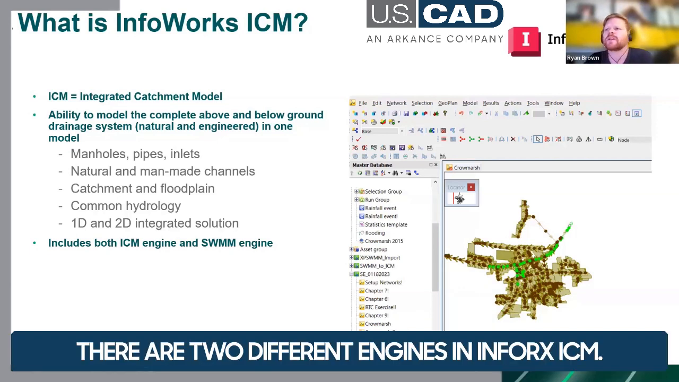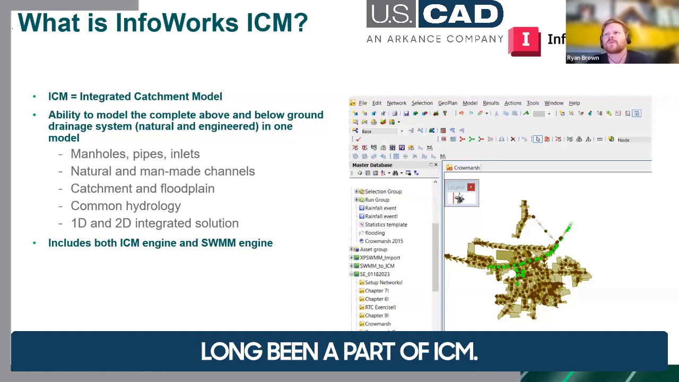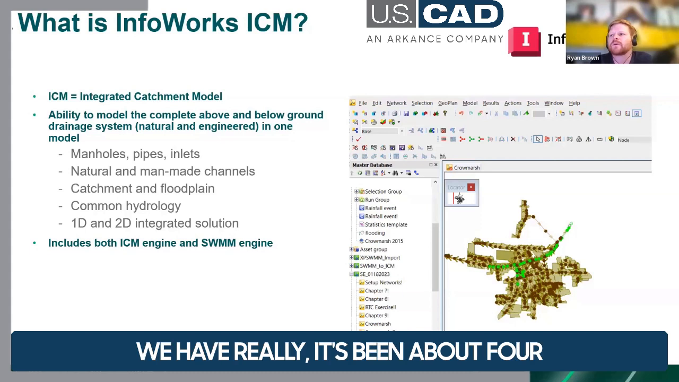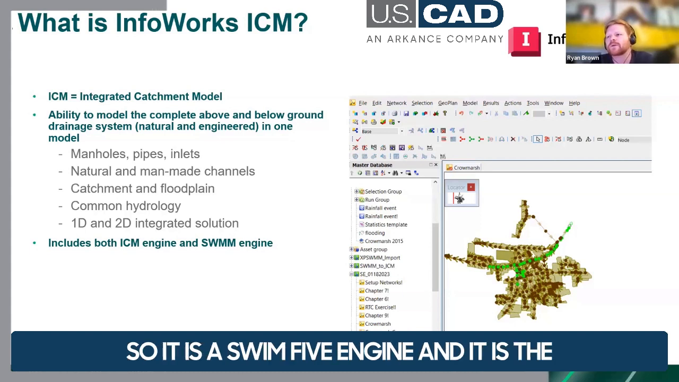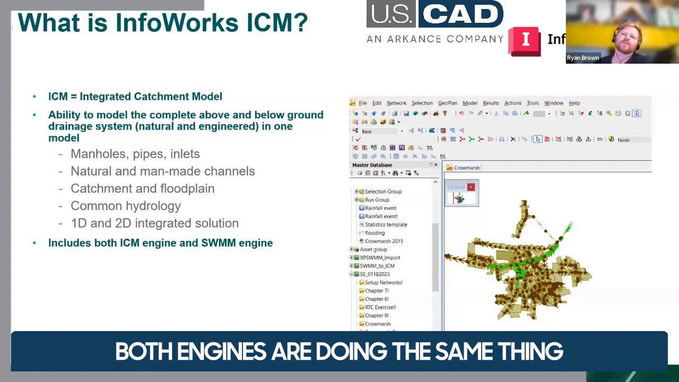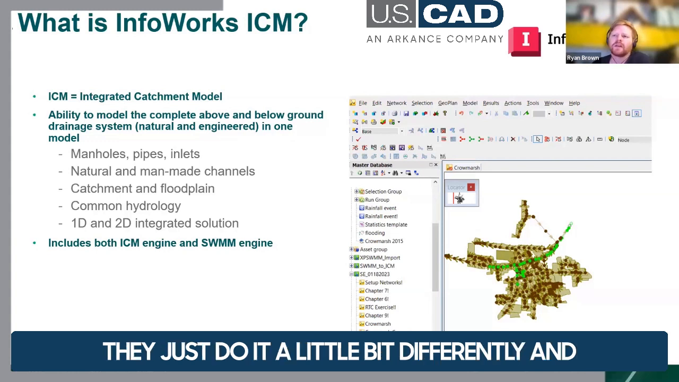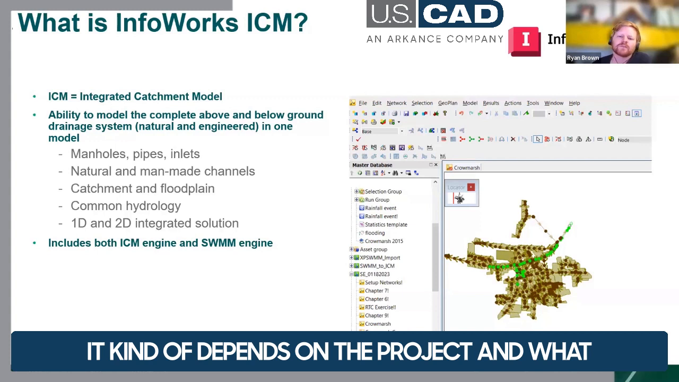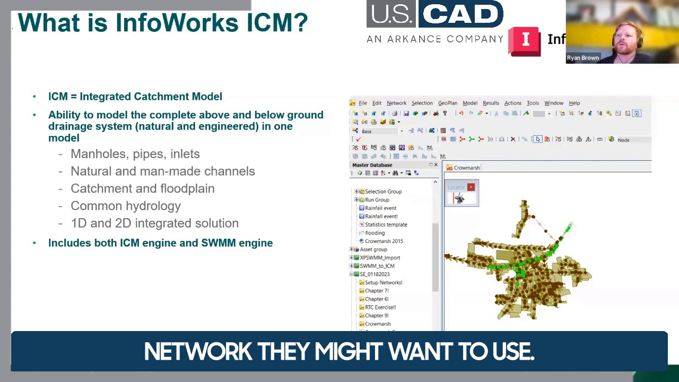There are two different engines in InfoWorks ICM. One is the proprietary ICM engine that's long been a part of ICM. We have, really, it's been about 4 years now, added in the SWMM engine. So it is a SWMM 5 engine, and it is the latest, I believe it's 5.2.2 now, of the SWMM engine. Both engines are doing the same thing in terms of solving the St. Venant equations. They just do it a little bit differently, and it kind of depends on the project and what people are comfortable with as to what kind of engine they might want to use.